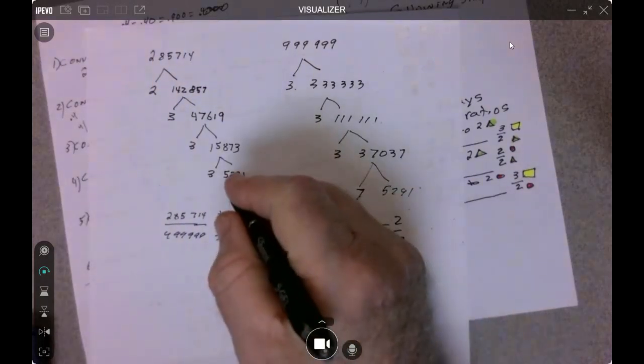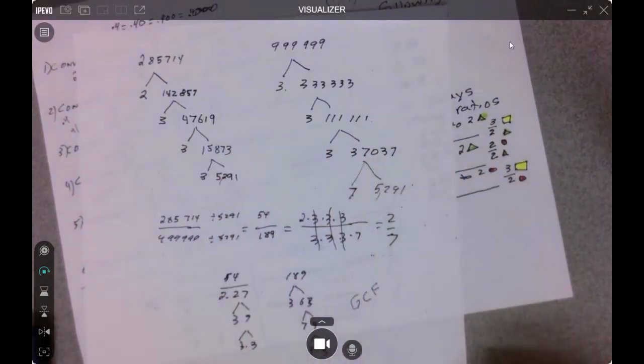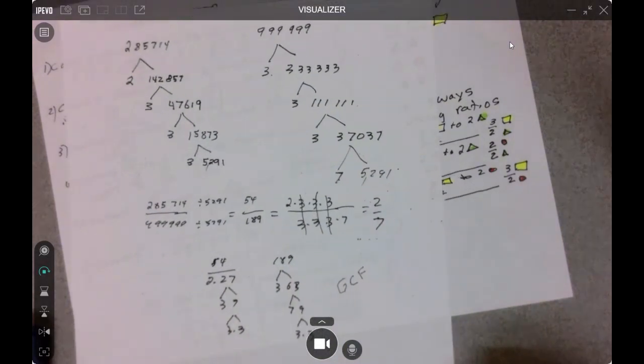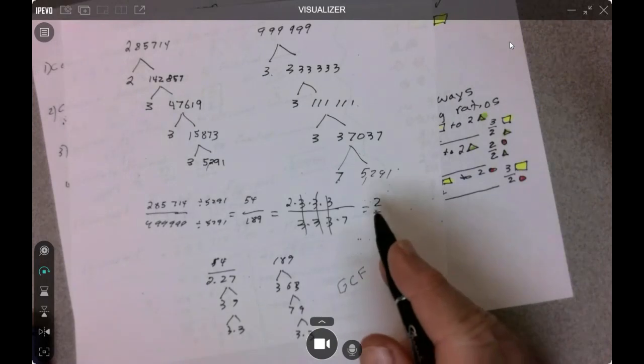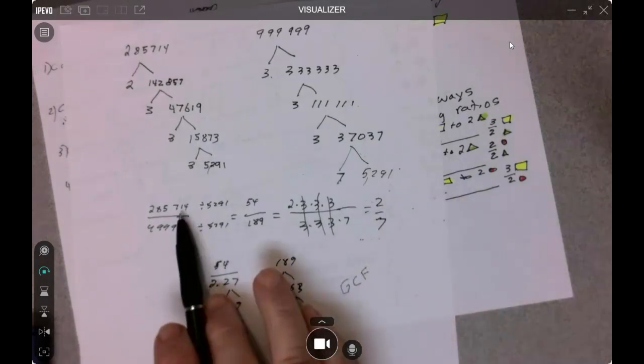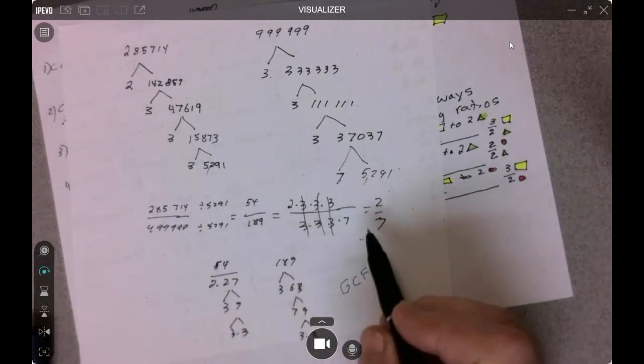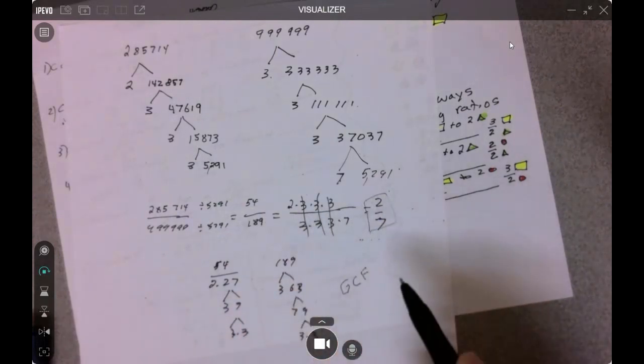Now, I promise you, it'll be hard to determine that without the prime number factorization. But once you find it, it turns simple. You divide out that greatest common factor and you get 54 over 109. You can factor that one more easily, it cancels out, and you come back to 2 sevenths.